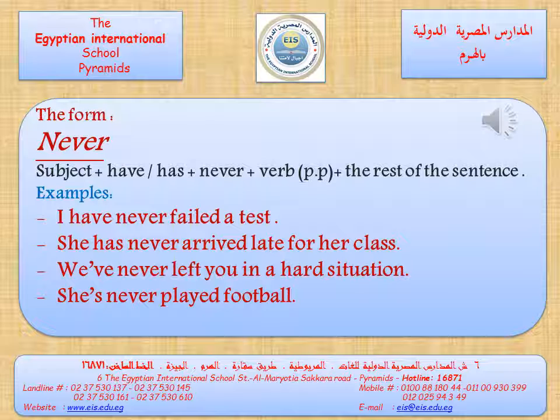Complete the sentence. For example, I have never failed a test. I didn't fail a test before. Example number 2, she has never arrived late for her class. Example number 4, we've never left you in a hard situation. Last example, she's never played football. And she's here means she has.